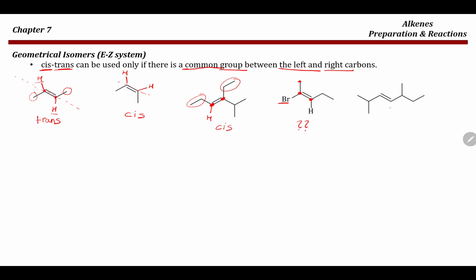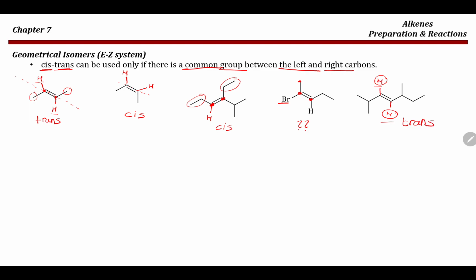Finally, in the last one, again, we have a hydrogen here and a hydrogen here, and those are the common groups because the other ones are not similar. That's why this is similar to this. Those are at opposite sides, so this is trans. So again, this is a cis-trans system.